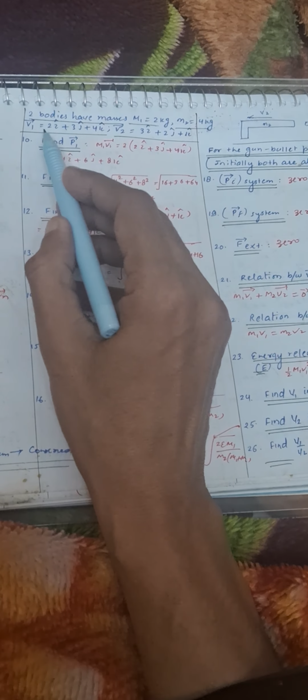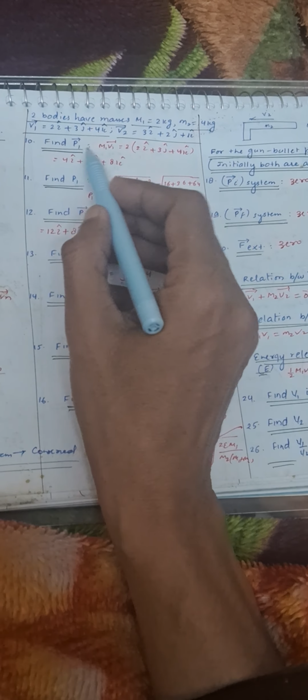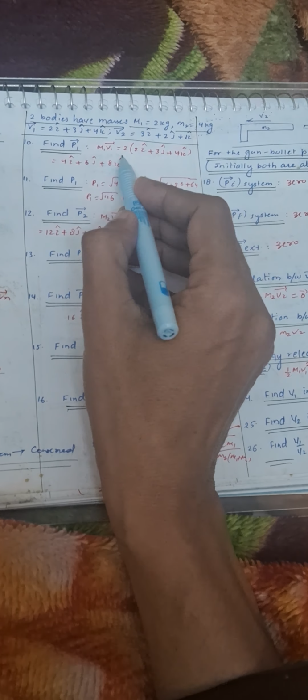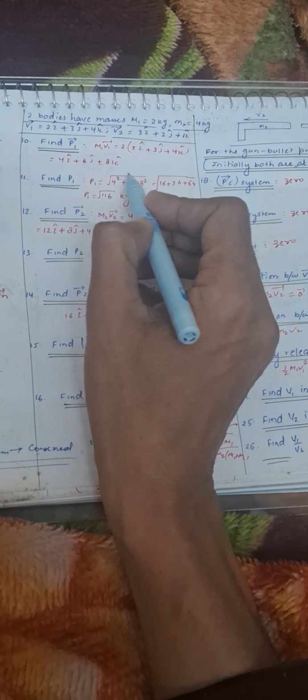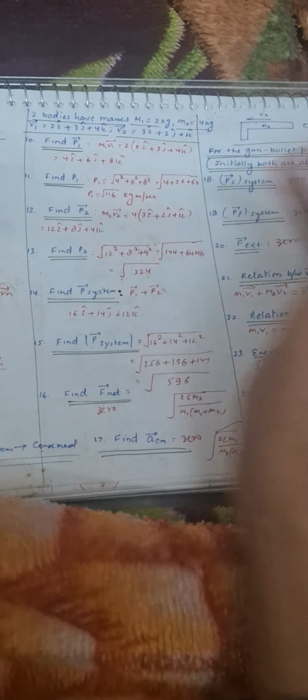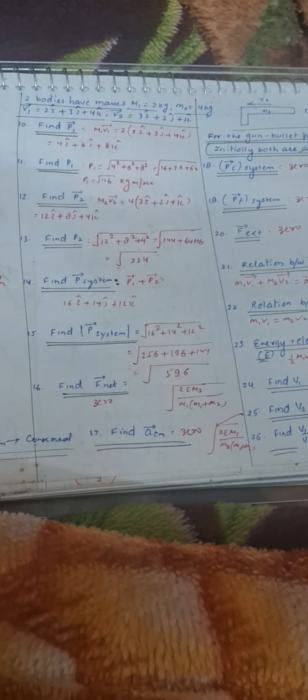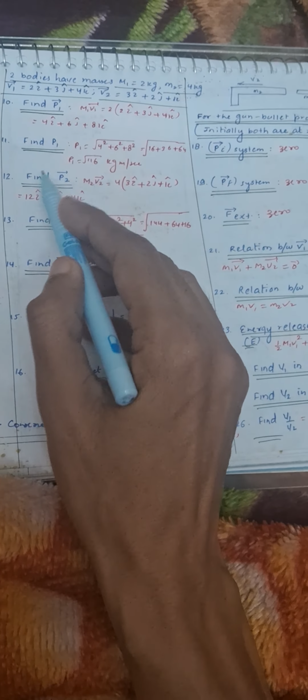Next is two bodies have masses 2 kg and 4 kg. V1 is 2i plus 3j plus 4k. V2 is 3i plus 2j plus k. Find P1. So P1 is m1 V1, so it is twice 2i plus 3j plus 4k, so it is 4i plus 6j plus 8k. Next is find magnitude of P1. So it is root under 4 square plus 6 square plus 8 square, which is root 116. Next is find P2, it is M2 V2, which is 12i plus 8j plus 4k.